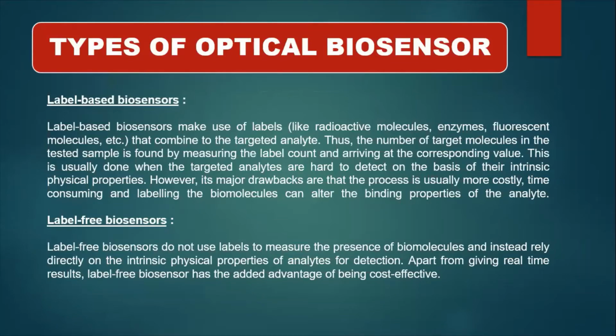There are broadly two types of biosensors. They are label-based biosensors and label-free biosensors. Label-based biosensors make use of labels like radioactive molecules, enzymes, fluorescent molecules, etc., that combine to the target analyte. Thus, the number of target molecules in the tested sample is found by measuring the label count and arriving at the corresponding value. This is usually done when the targeted analytes are hard to detect on the basis of their intrinsic physical properties.